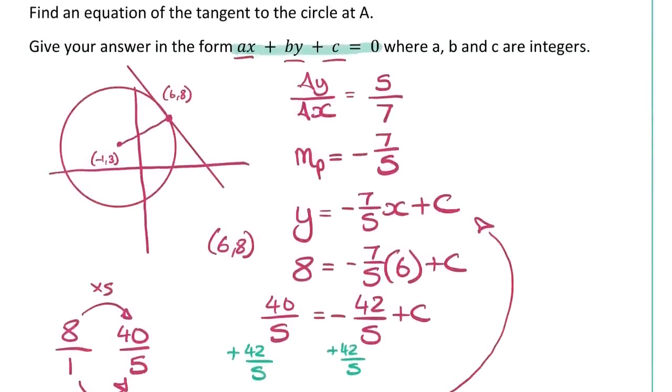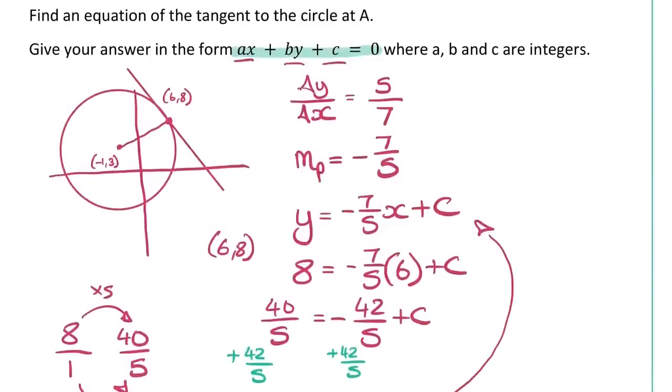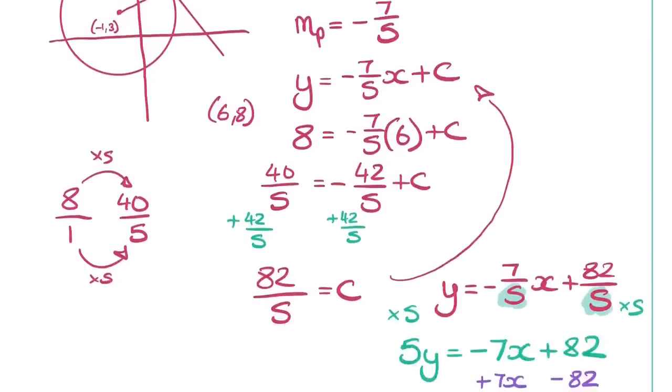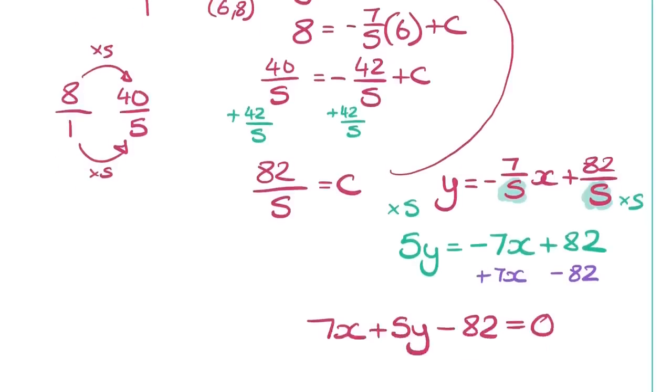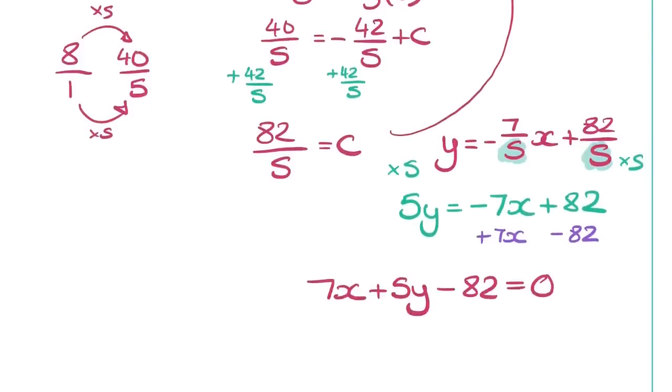So there we go, a lot of steps there. We found the gradient of the radius. We did the negative reciprocal, put it into the equation of a line, substituted the coordinate that's on that line to find the value of c. The value of c wasn't particularly nice to find because we had to make the 8 a fraction over 5. Adding it all together gives us that value of c, and then we needed to put it in this particular format as well, which is a little bit strange.